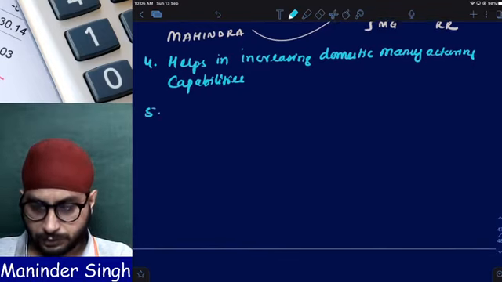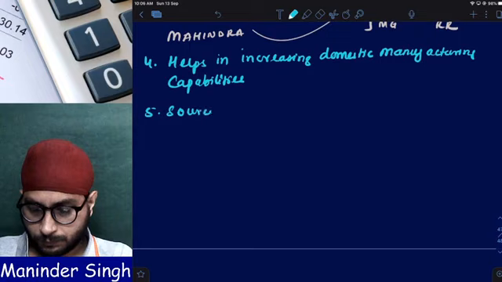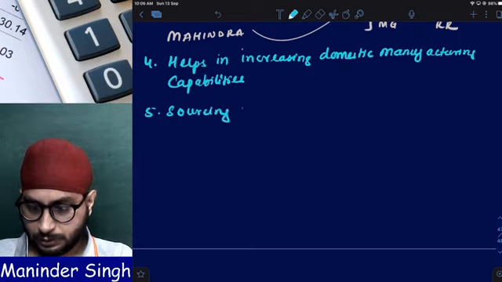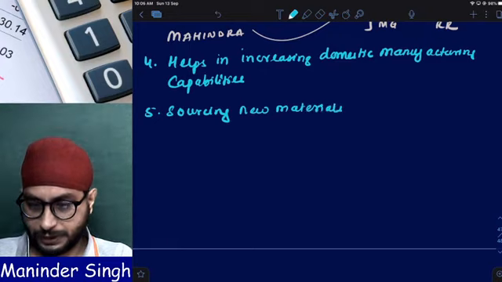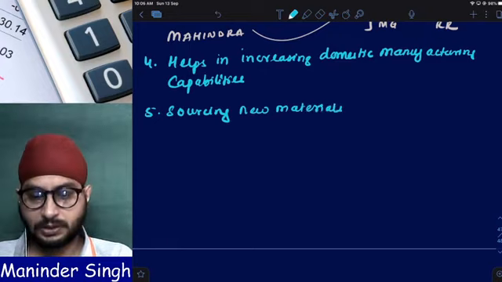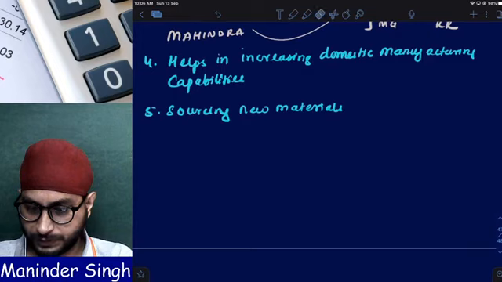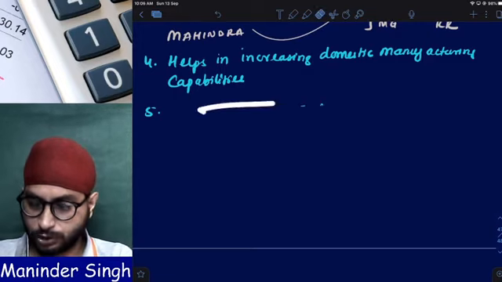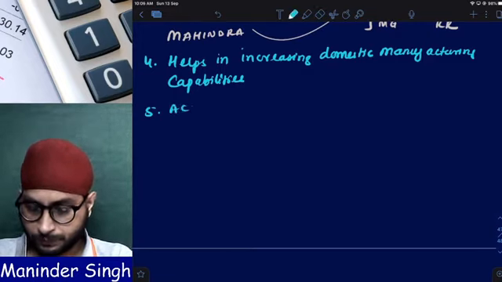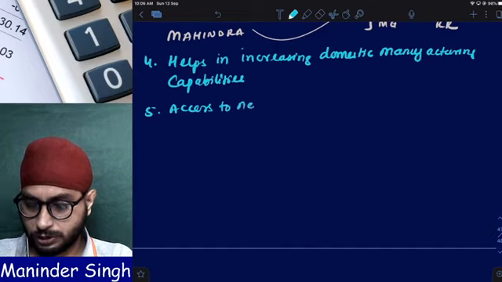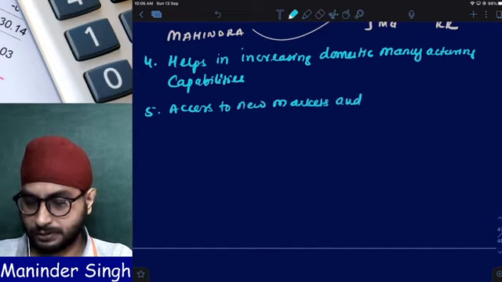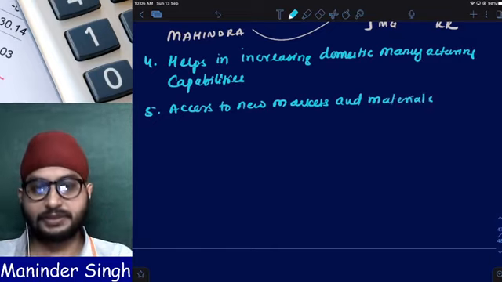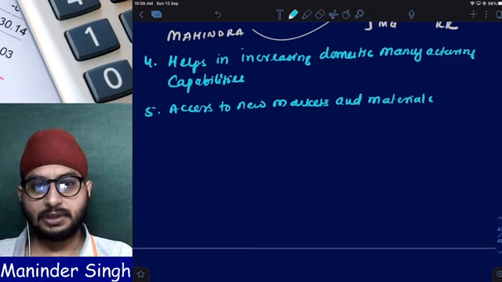Next, then we have sourcing new materials. Sourcing new materials, not sourcing new material. Basically, we can say access to new markets and materials. Clear? Access to new markets and materials. What do we mean by this?